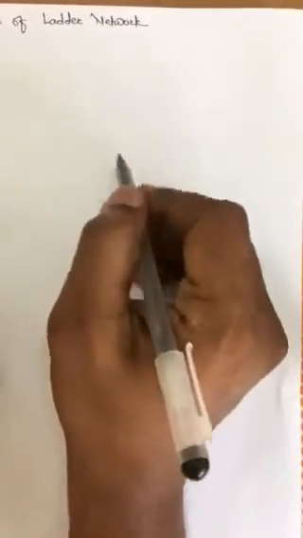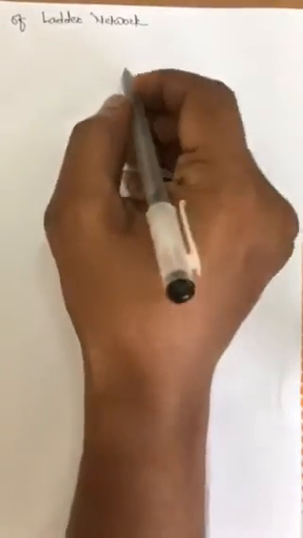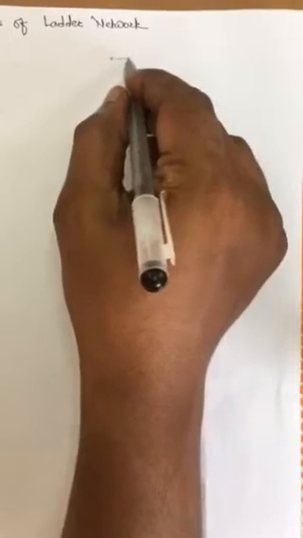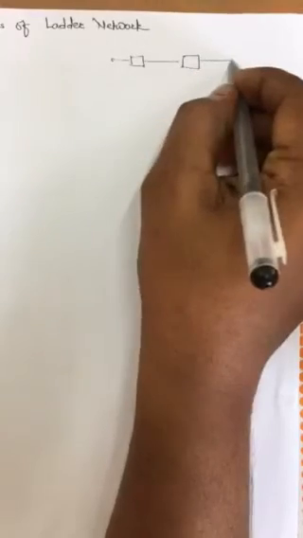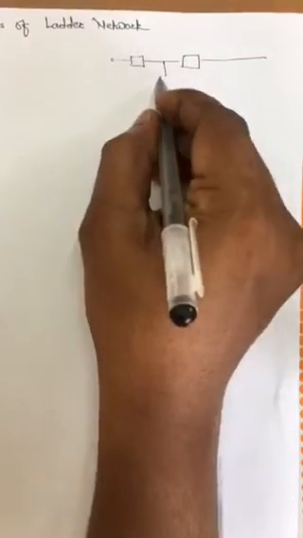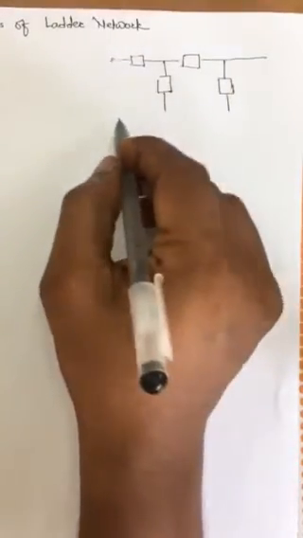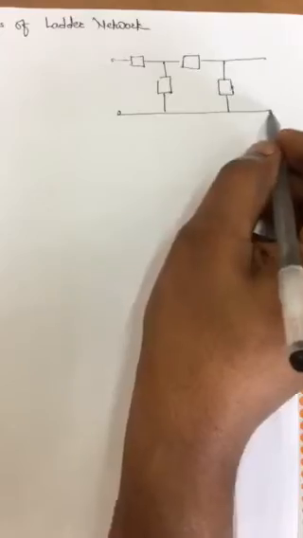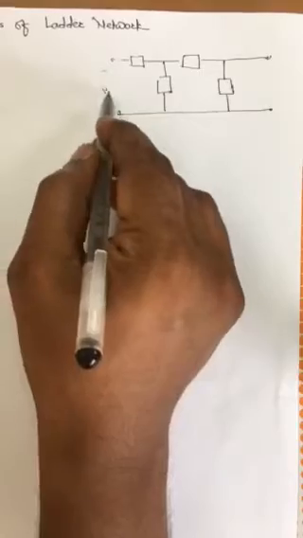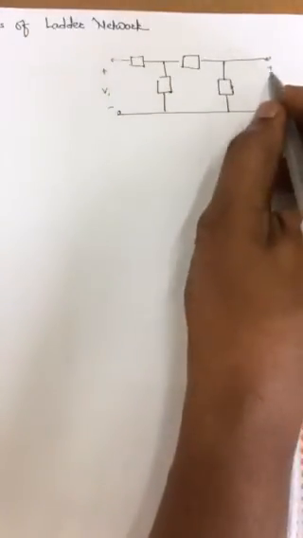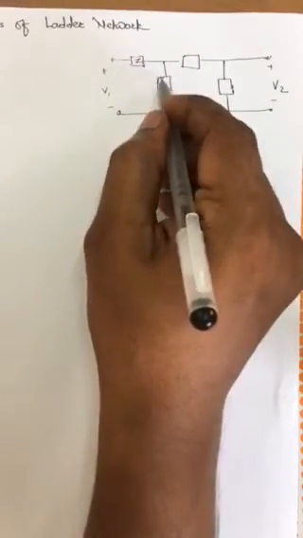Very simply, a ladder network is a network which looks exactly like a ladder. I will draw one network here. You can see that this is a two port network, right? It has one pair of ports over here, plus minus V1, and one pair here, V2. This is Z1, this is Z2.